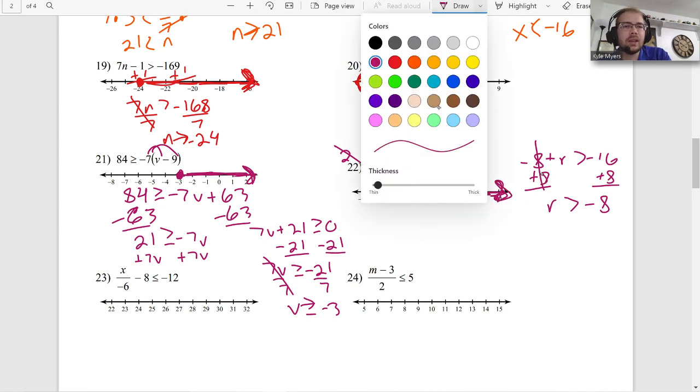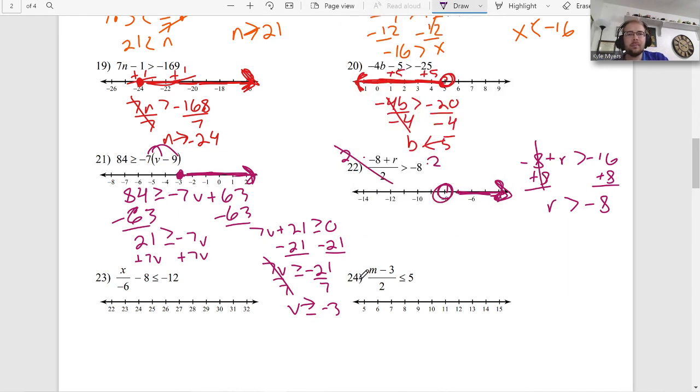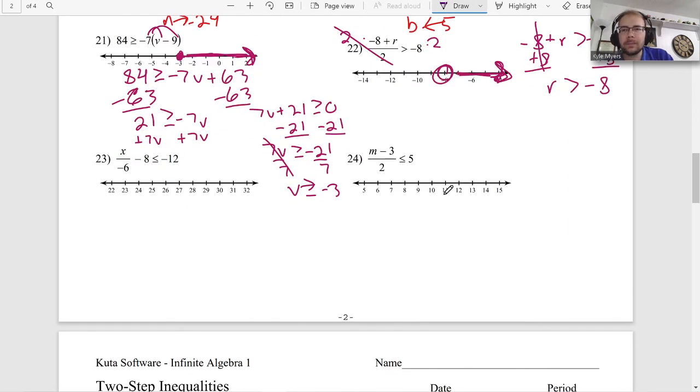All right, last two. Here we go. And we're going to do, rounding back over to a different shade of purple here. We want to add 8 to both sides first. Okay, so x over negative 6 less than or equal to negative 12 plus 8. So that's going to be subtracting, so that's going to be negative 4.